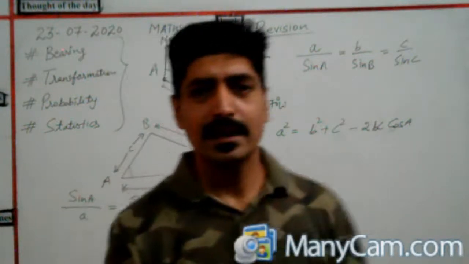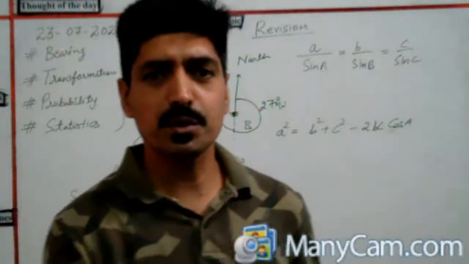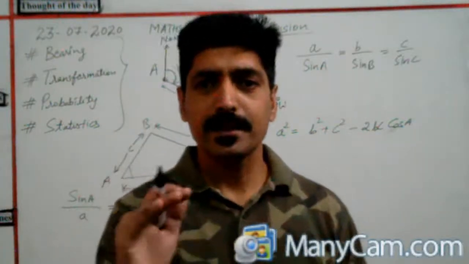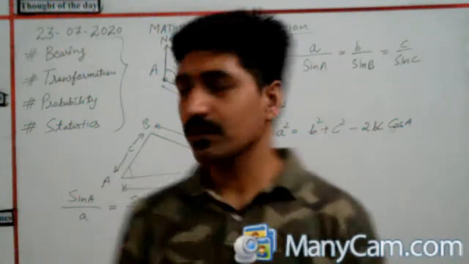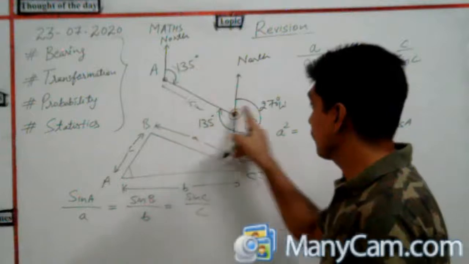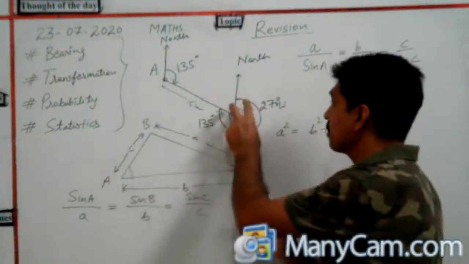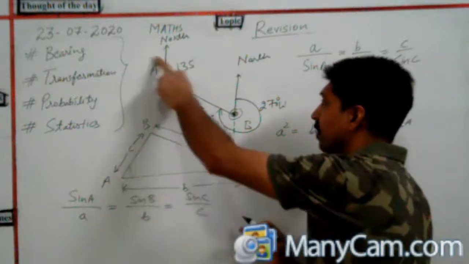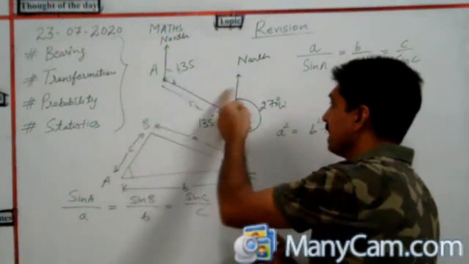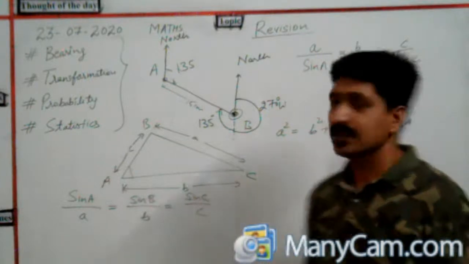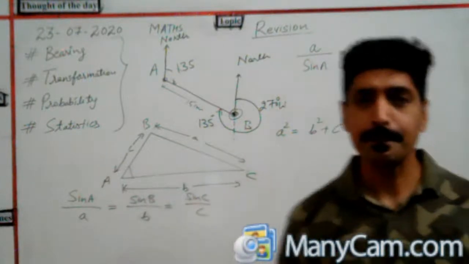Tomorrow I will give a few good questions based on these. So bearing is with your directions. We have discussed the bearing of B from A is 135, and if you are saying the bearing of A from B, that is 180 plus 135, that is 315, right?